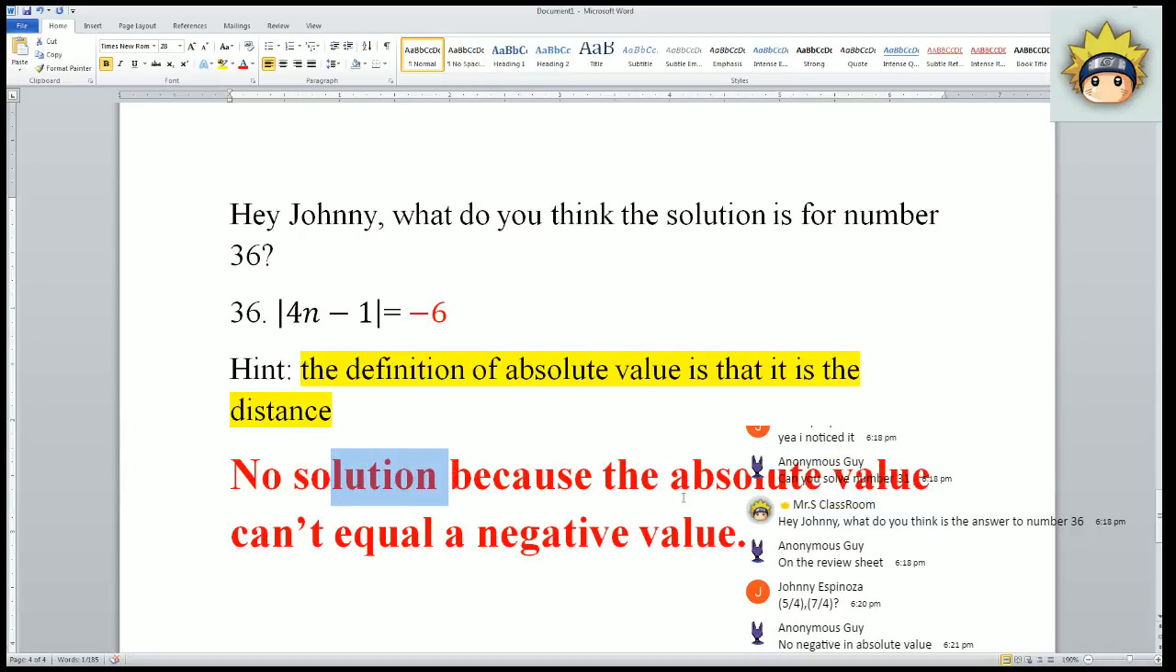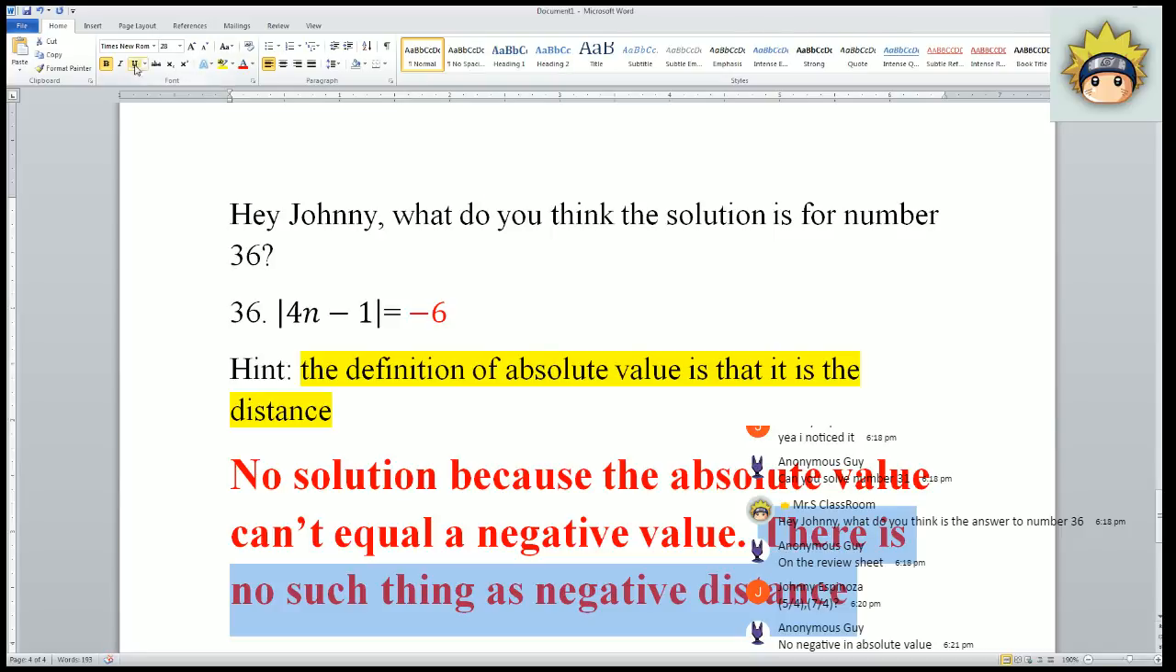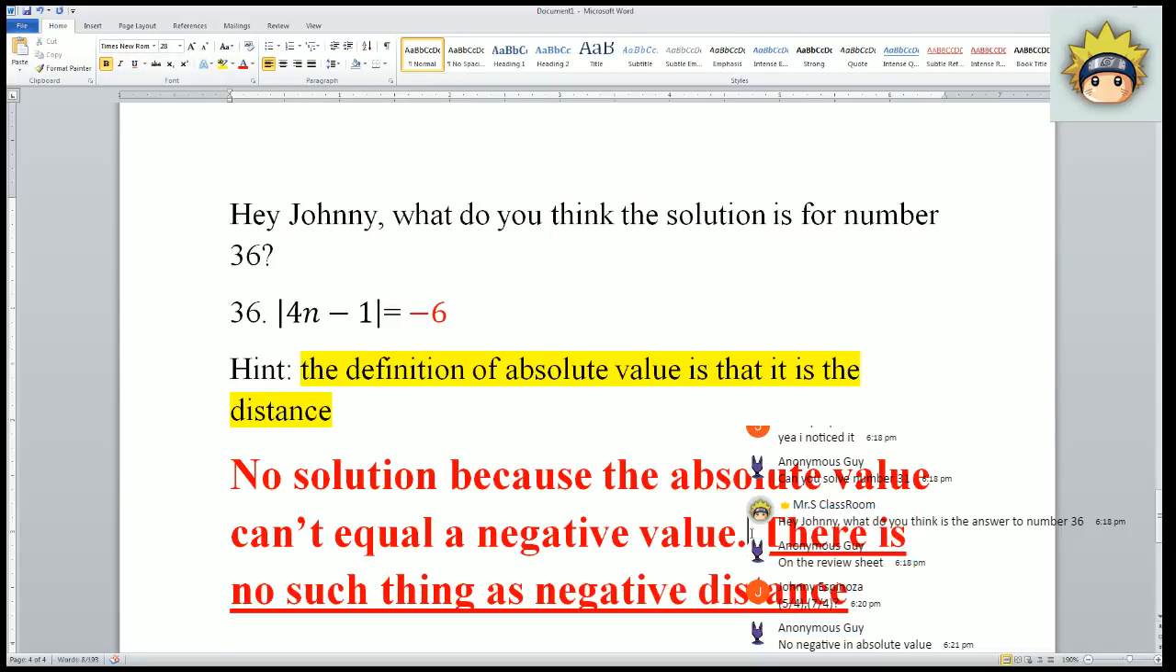Alright, no solution because the absolute value cannot be equal to a negative value. Okay? There is no such thing as negative distance. That's why.